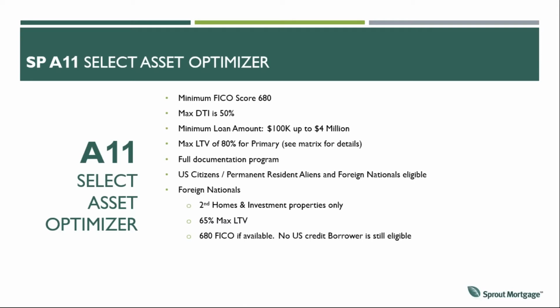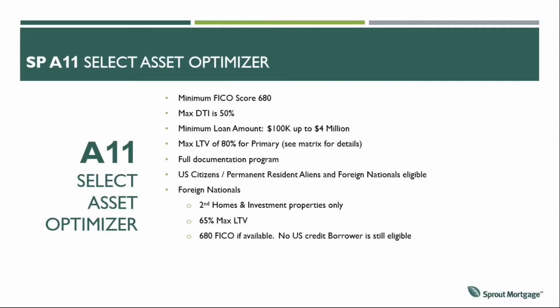Minimum FICO score on the A11 is 680. The max DTI is 50%. Minimum loan amount starts at $100,000 and goes up to $4 million. The max LTV is 80% for primary residences. Please review the loan amount LTV matrices for specific details on LTV based upon loan amounts and FICO score.